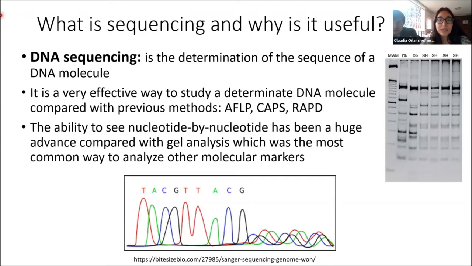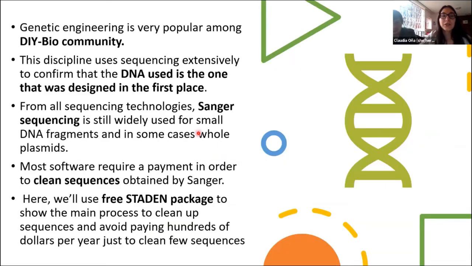When we are talking about DNA sequencing, we are referring to the determination of the sequence of a DNA molecule. Historically, DNA has been studied by many methods using molecular markers such as RFLP, CAPS, or RAPD. However, the ability to see nucleotide by nucleotide given by sequencing has been a huge advance compared with gel analysis. So let's see why sequencing is important in the DIY bio community. For example, in the field of genetic engineering, it's crucial to confirm that the DNA used is the one that was designed in the first place.